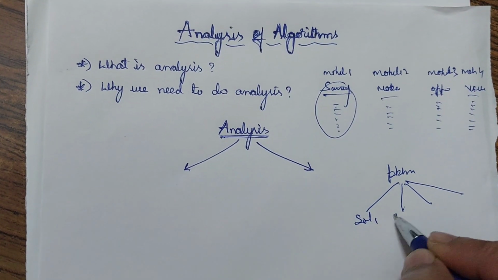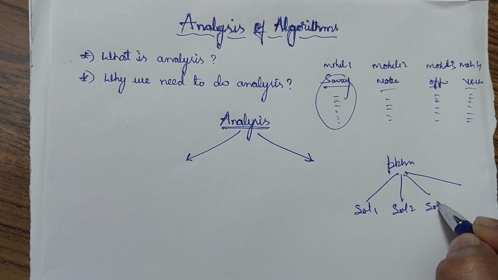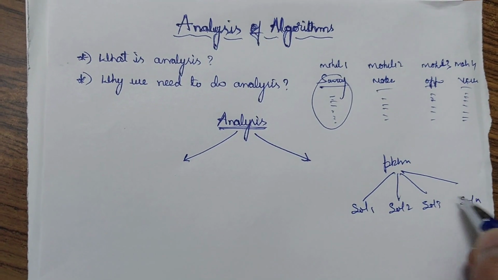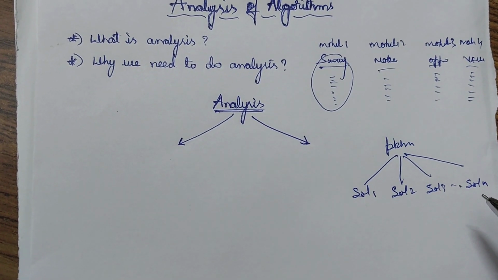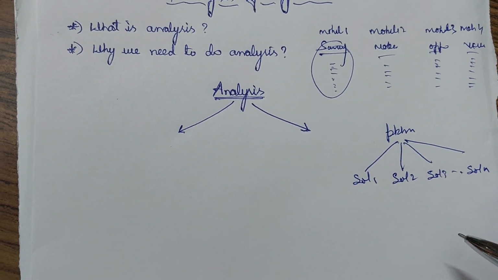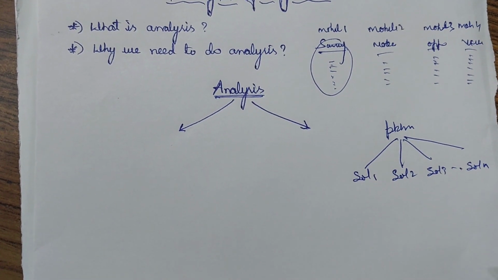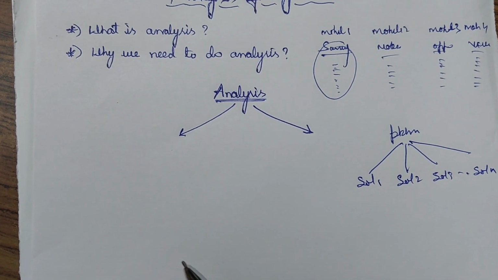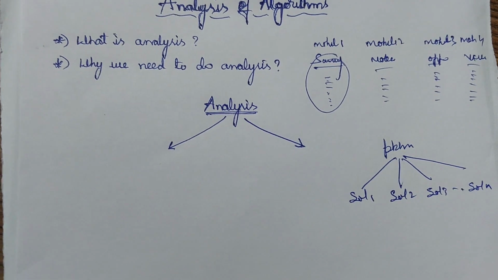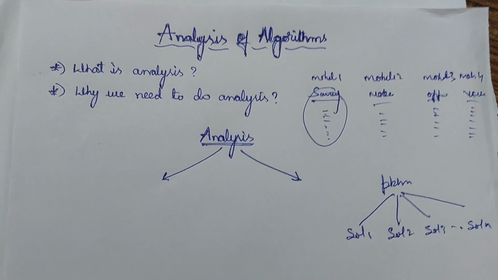Solution 1, solution 2, solution 3, solution n. Out of n solutions, which solution is best in which situation? For that we need to know the efficiency of an algorithm. The process of knowing the efficiency of an algorithm is called analysis of an algorithm.